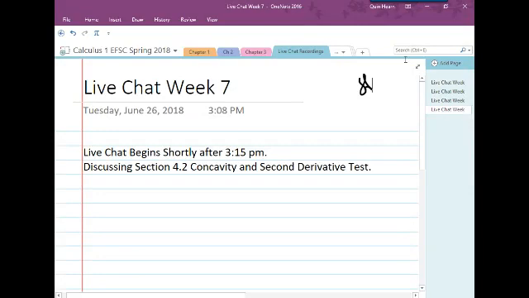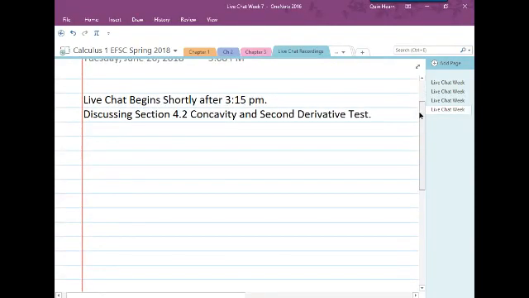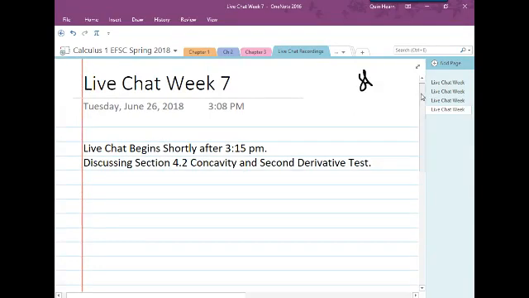All right, so we're going to talk about concavity today. But before we do, I just want to make sure that everybody's clear on when a function is increasing or decreasing and how that relates to the first derivative. That's going to be important. That's from section 4.1, and it's going to be important for understanding the next section.